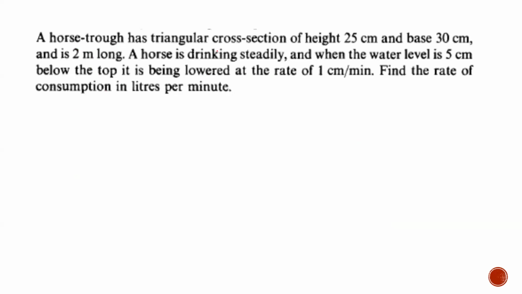A horse trough has triangular cross-section of height 25 centimeters and base 30 centimeters and is 2 meters long. The horse is drinking steadily, and when the water level is 5 centimeters below the top, it is being lowered at a rate of 1 centimeter per minute. I'll just underline some keywords here. Find the rate of consumption in liters per minute.